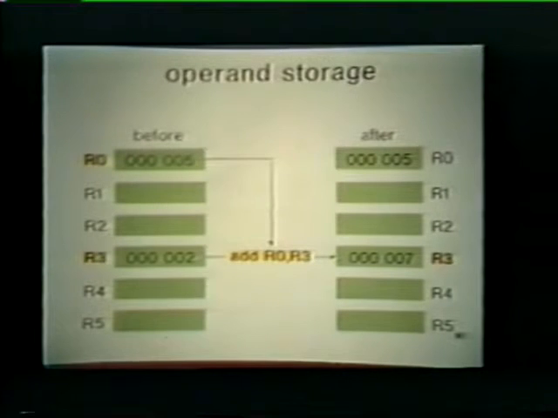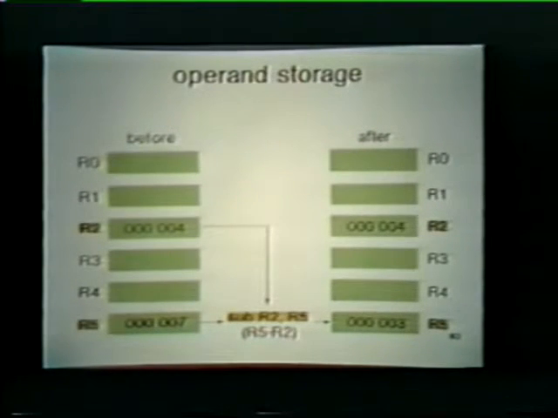The 6 multi-purpose registers can be used for operand storage. In other words, they can be used to store the actual data that we wish to modify. In this example, the number 5 is stored in R0 and the number 2 is stored in R3. When our add instruction is decoded, it tells the CPU to add the contents of these two registers and store the result in R3. Once the instruction is executed, you can see that nothing has changed except the contents of R3, which now contains the sum of the two operands, or 7.